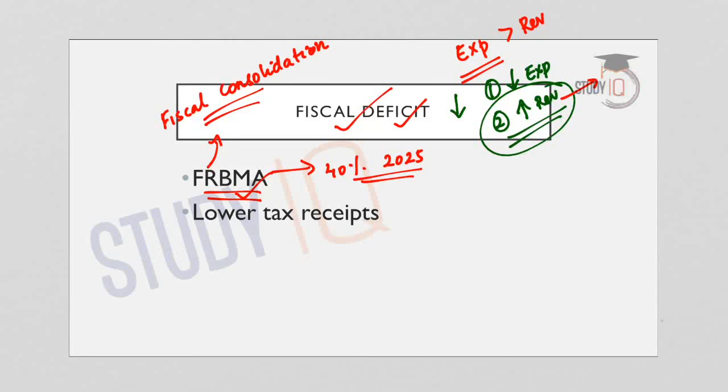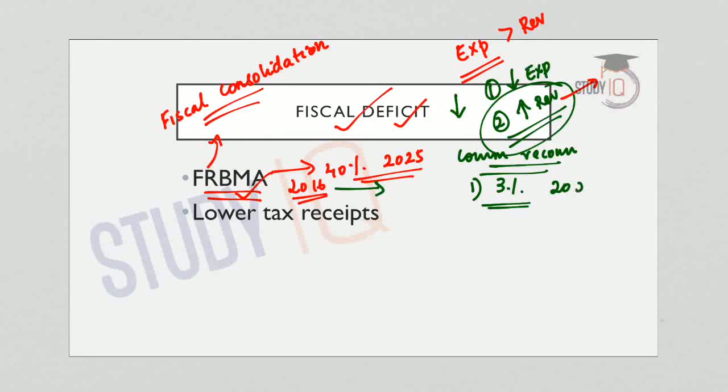Now the government set up a committee to review the FRBM Act in 2016, and this committee's purpose was to review the performance of the FRBMA in India. So what are the recommendations of the committee? The committee recommended that the government should target a fiscal deficit of 3% of GDP by 2020, which would be reduced further to 2.8% in 2021 and 2.5% in 2023.